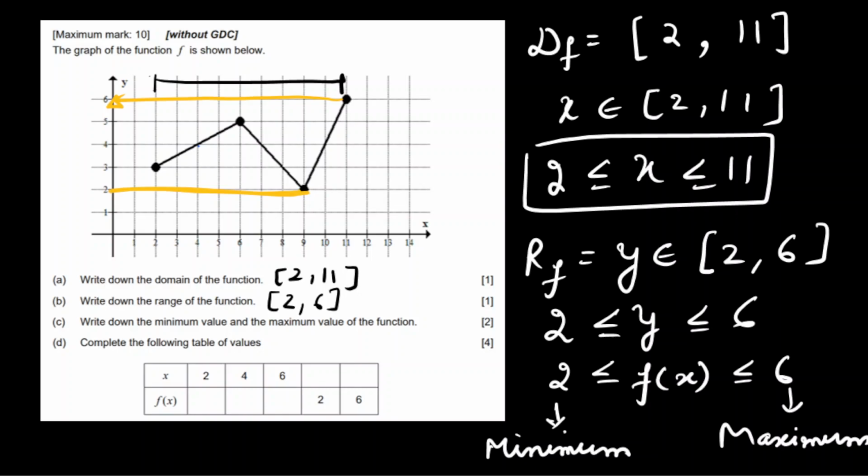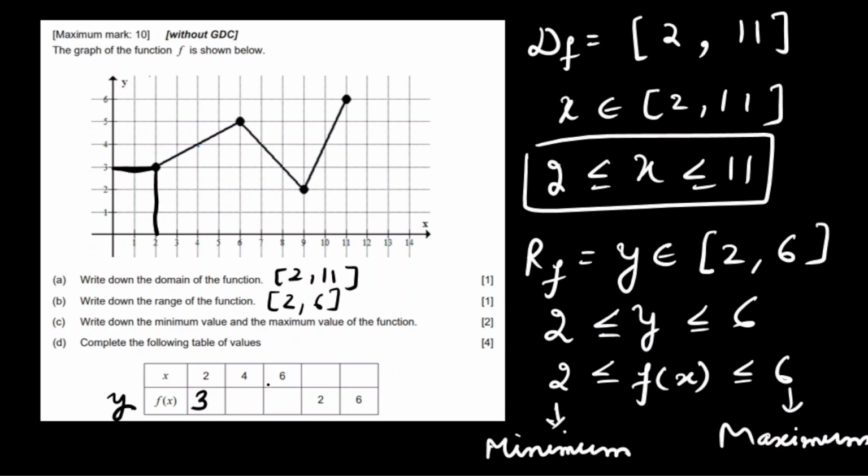Now we have to complete this table. By looking at the graph, we can complete this table. This is very simple. When x is 2, what is the value of f(x)? f(x) means y. When x is 2, if you see the graph, this is corresponding to x value 2. We have to see the y value. Corresponding to this point, the value of y is 3. So when x is 2, y is 3.